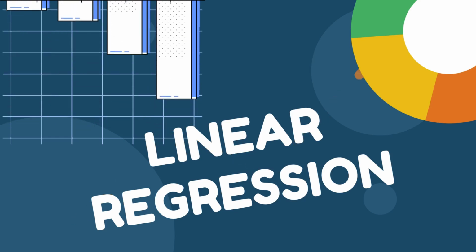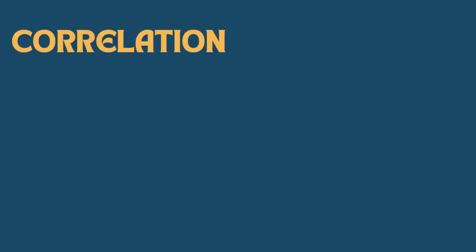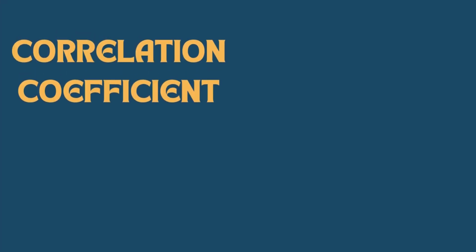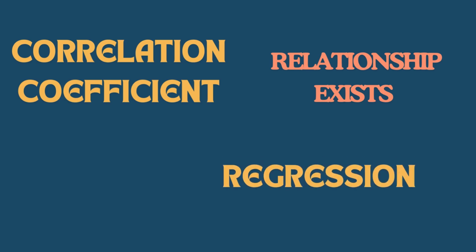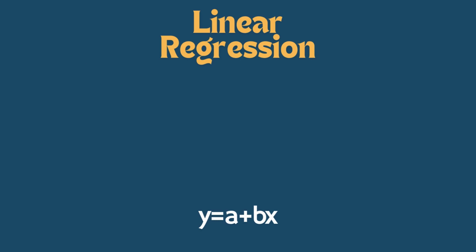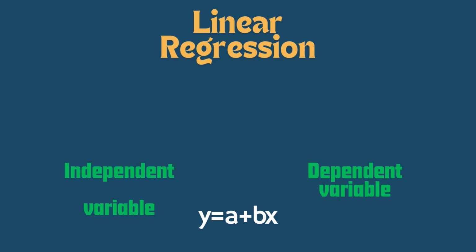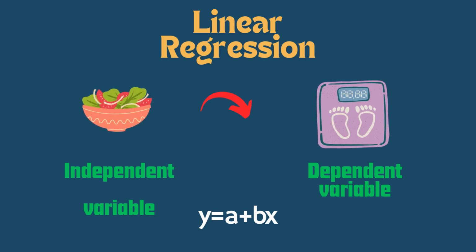Today we are going to talk about regression. Previously, we discussed the correlation coefficient, which tells if there is any relationship between two variables, but it does not tell what kind of relationship exists between them. For that, we use regression, which specifies the relationship in the form of an equation. In linear regression, an equation shows how an independent variable affects the dependent variable. For example, how diet affects weight.